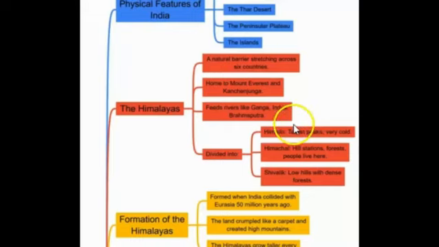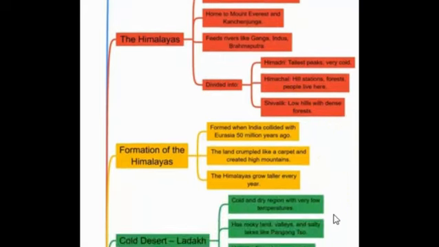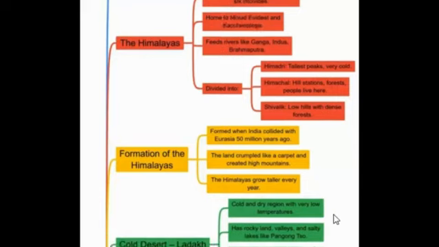Himadri is the tallest and very cold. Himachal has hill station forests where people live, and it has tourist places like Shimla. The Shivalik are low hills with dense forest. The Himalayas were formed when India collided with Eurasia 50 million years ago. The land crumbled like a carpet and created the high mountains. The mountains grow taller every year.